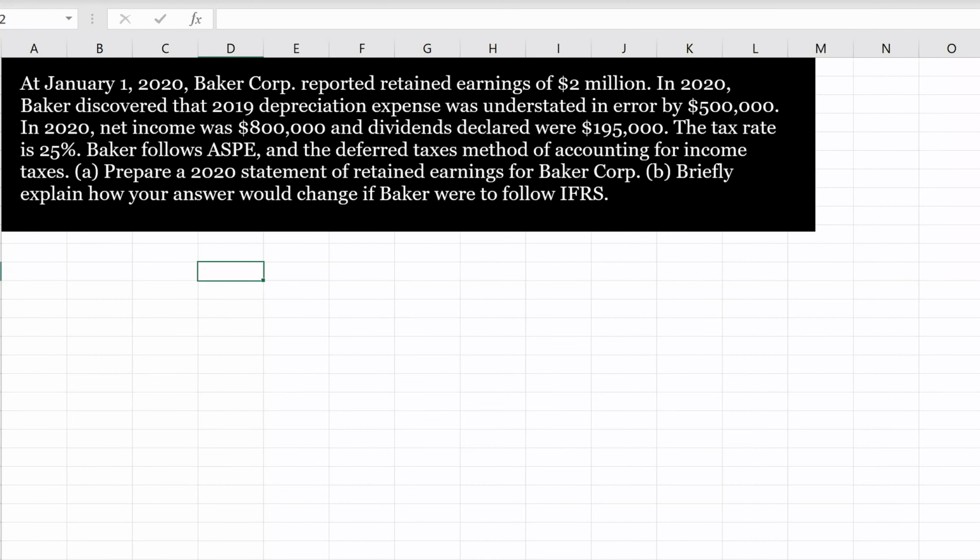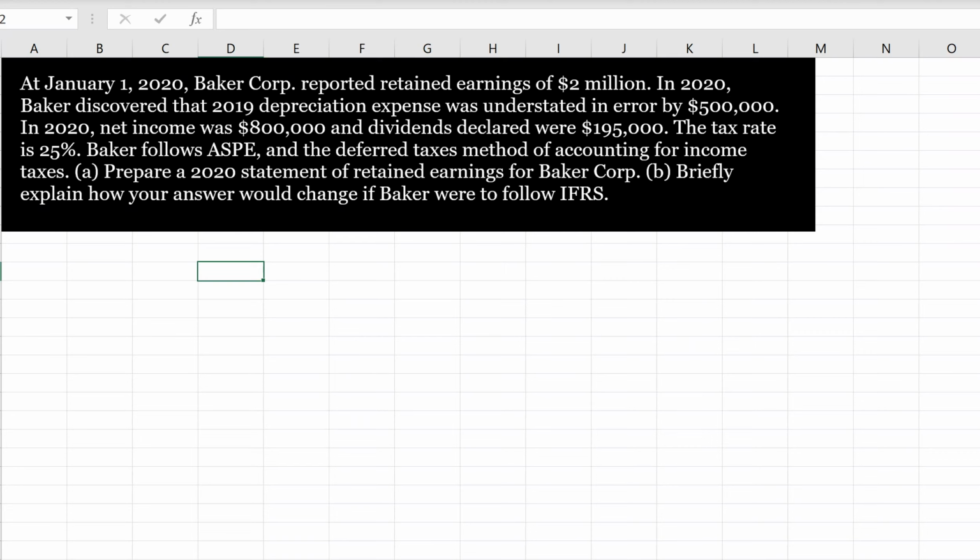At January 1st, 2020, Baker Corp reported retained earnings of $2 million. In 2020, Baker discovered that 2019 depreciation expense was understated in error by $500,000. In 2020, net income was $800,000 and dividends declared were $195,000. The tax rate is 25%.